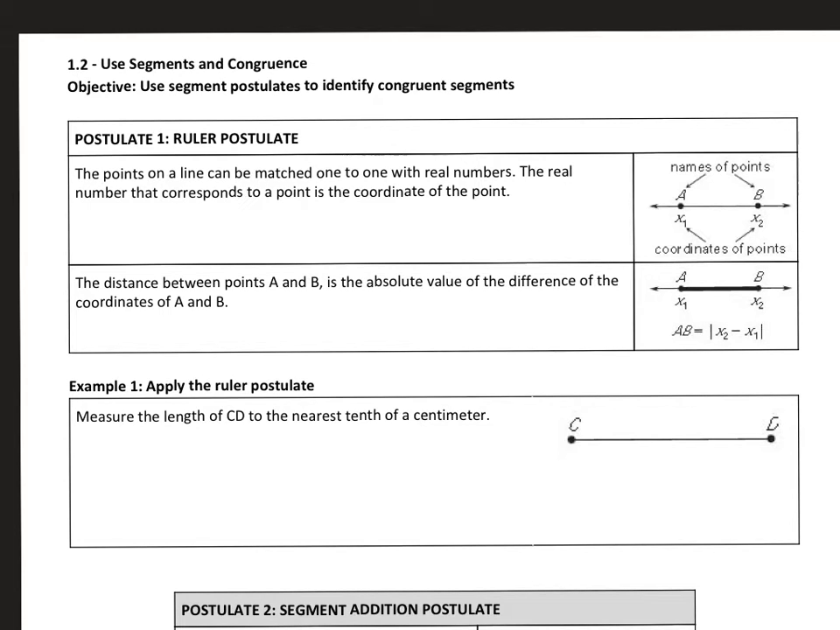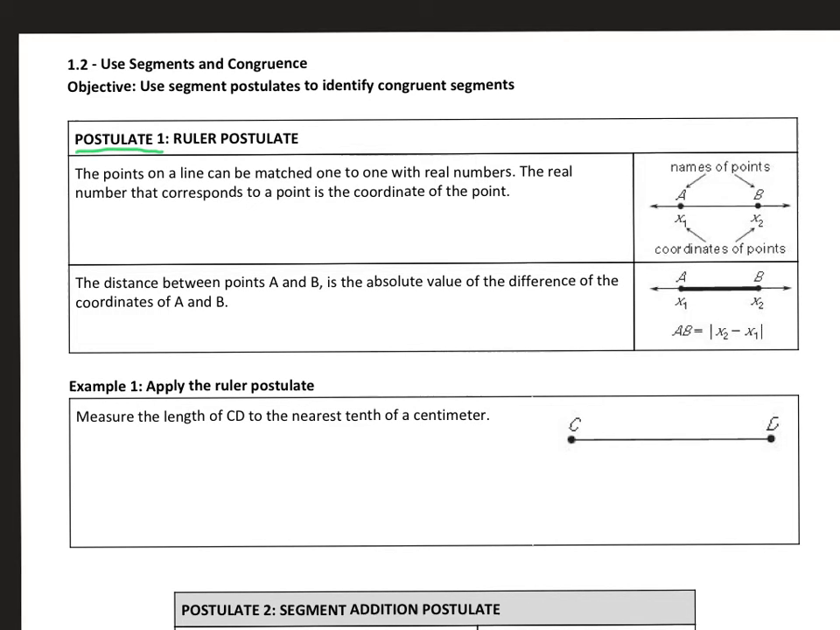Okay, so Unit 1, Lesson 2, using segments and congruence. We're going to learn a little bit about line segments and how they behave, and what congruence means, how we determine whether two segments are congruent. So to start off, we're going to start off with something called a postulate.